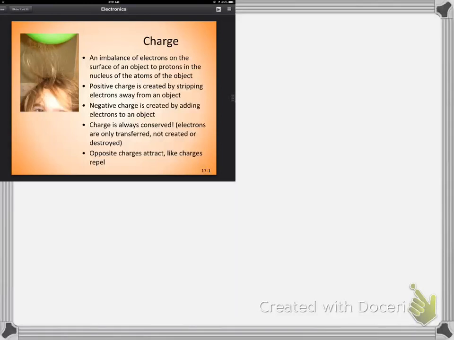So we're starting with the idea of charge, and you've worked with charge a lot in chemistry. So what is it? Without looking at the notes. Okay, positive or negative, that's a good start. What else do you know about charge? Opposites attract. What else do you know? Oh, you're reading the notes now.